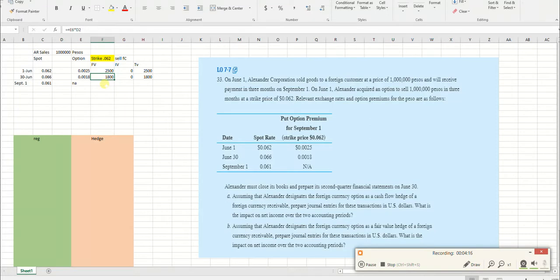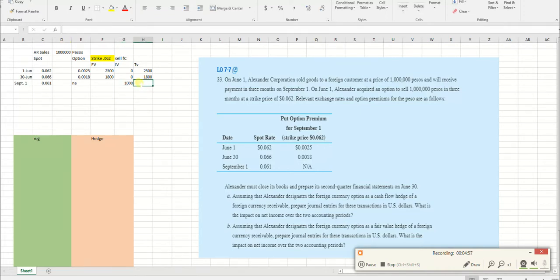All right, and then on the last one, would I rather sell it for 0.062 or 0.061? I would rather sell it for 0.062 than 0.061. So notice we flipped, and now we do have an intrinsic value, and that intrinsic value is 0.001, the difference, times the 1 million pesos. So my intrinsic value should be 0.001. Okay, so $1,000.